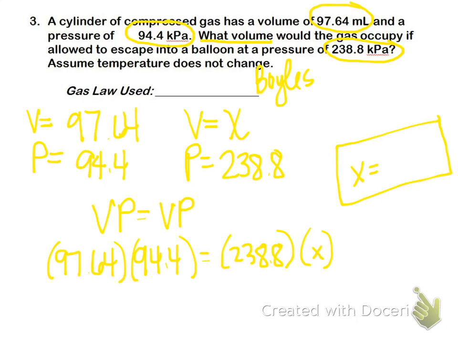What's the answer? Anyone? 88.6. 38. Okay, so multiply those first two. Let's start one step at a time. Multiply 97.64 and 94.4, and then divide by 238.8. Correct answer is 38.5 or 0.6. Yeah. You're out of here?